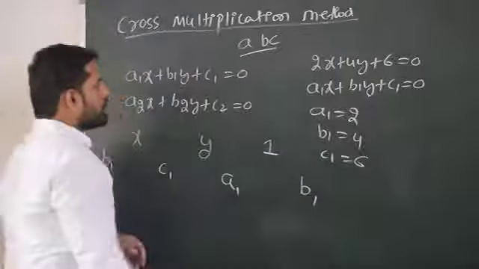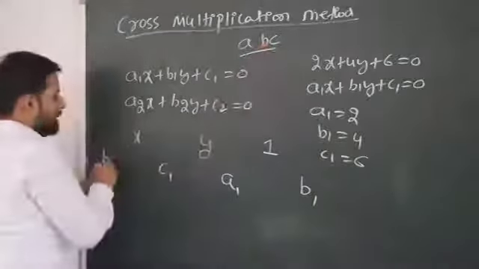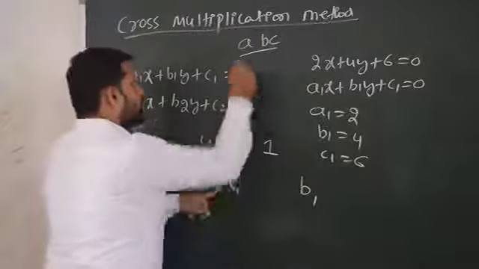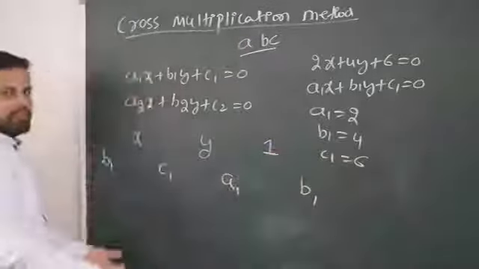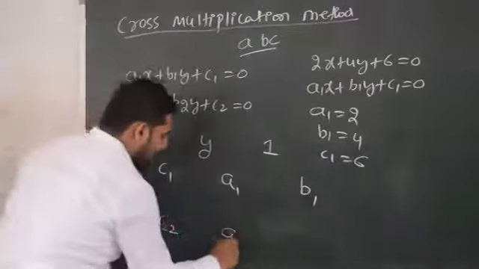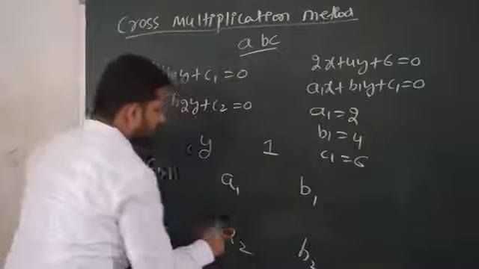So we have to do the rotation. Look at this. Here I have written b1, and after that c1, after that a1, after that b1 again. Similarly, we are going to write b2, c2, a2, b2. This is the method of cross multiplication.